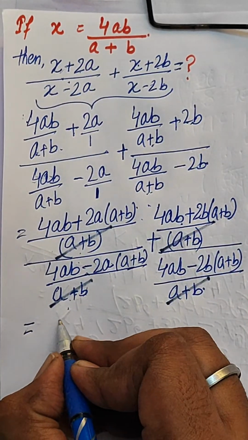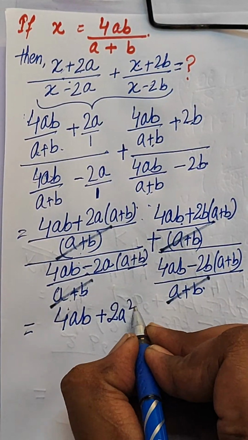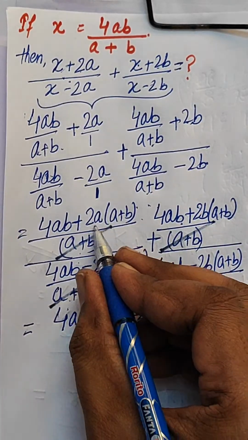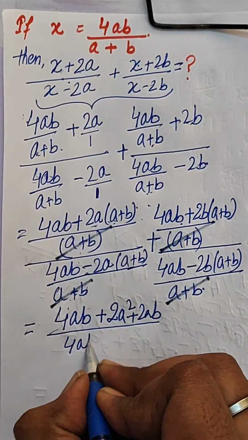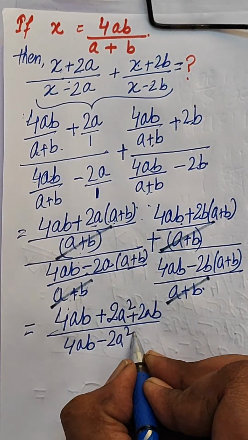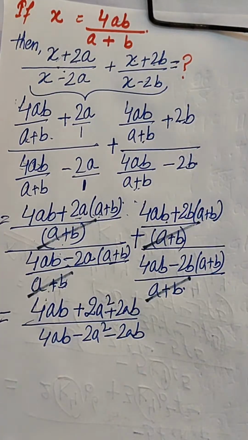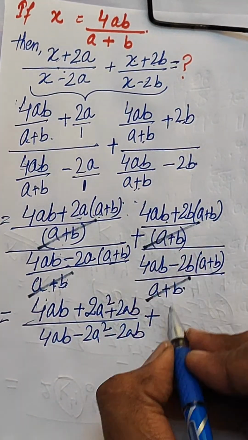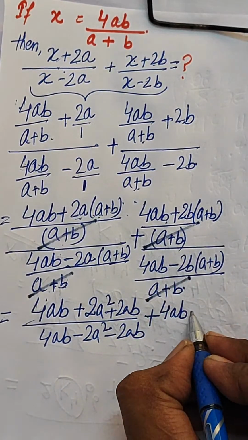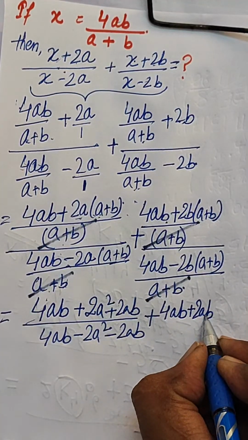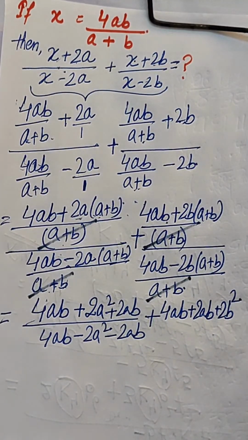So we are left with 4ab plus 2a square plus 2ab. I just expanded this, divided by 4ab minus 2a square minus 2ab, right? And the second term, second fraction will be 4ab plus 2ab plus 2b square.